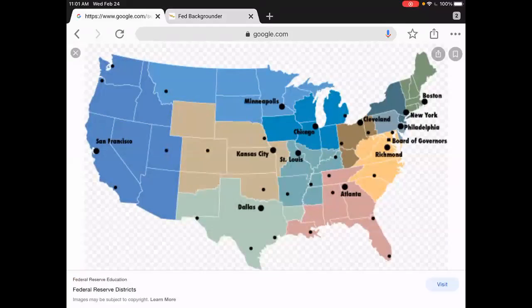There we go. Okay, so 12 districts were created and a board of governors. The board of governors in Washington, D.C. serves to coordinate the operations of the 12 branches. As you'll notice here on this pretty bad map, Alaska and Hawaii are missing. Alaska and Hawaii are part of District 12, which is San Francisco.